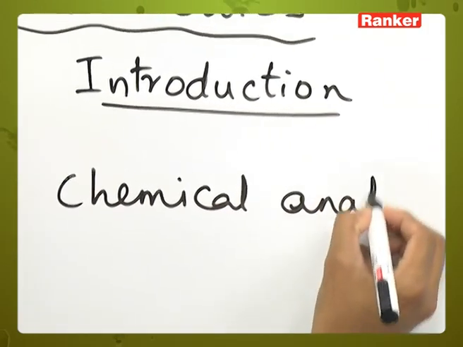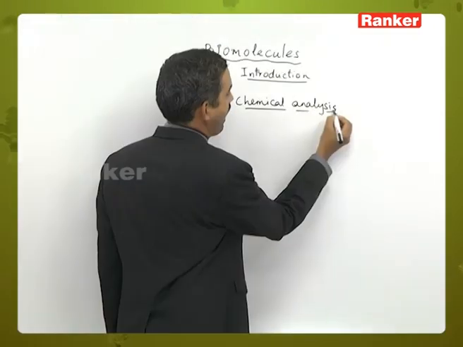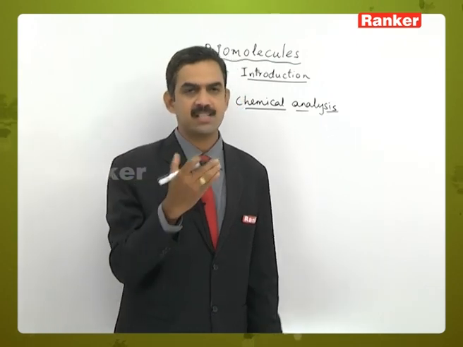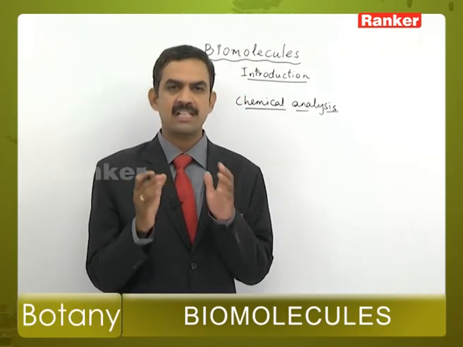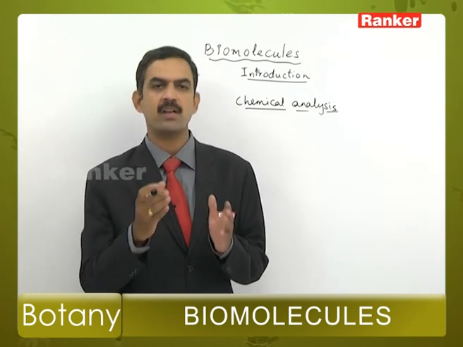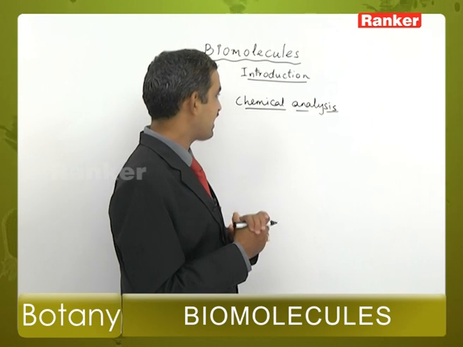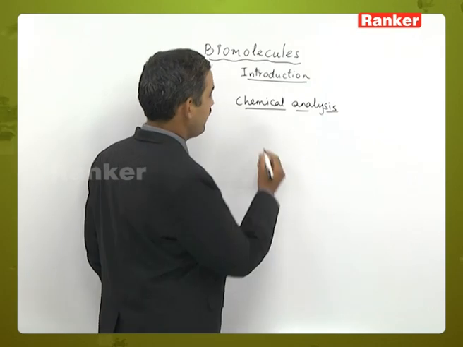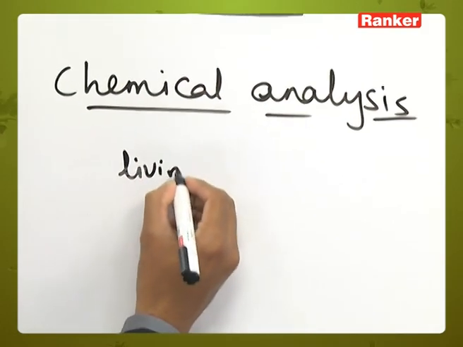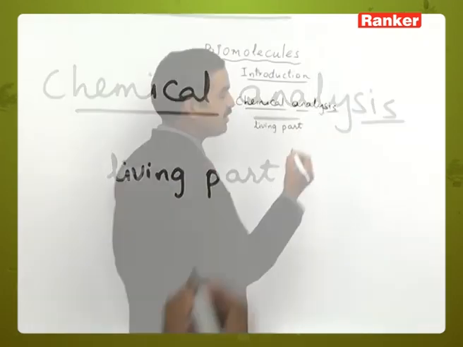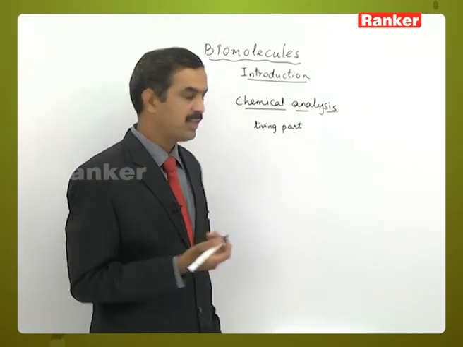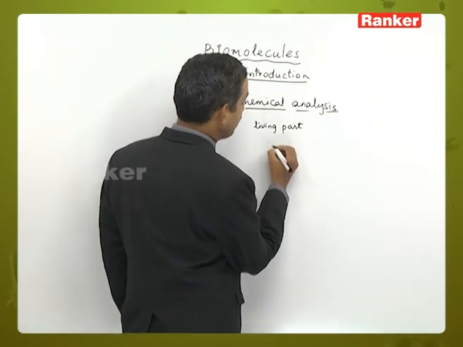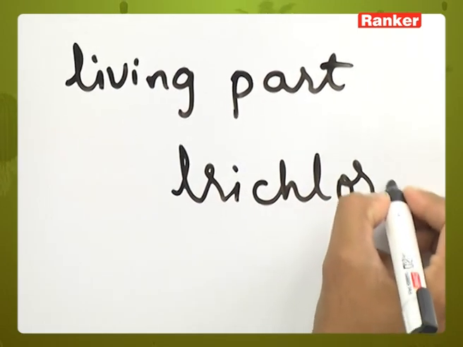Chemical analysis. After knowing what elements are present and which types of elements are present in a cell, in a living system, or in a non-living system or the earth crust, that is analyzed by a technique called chemical analysis. In this process, if you take a living part of any plant or animal, like the liver of an animal, it has to be crushed, or we can say ground, using trichloroacetic acid.